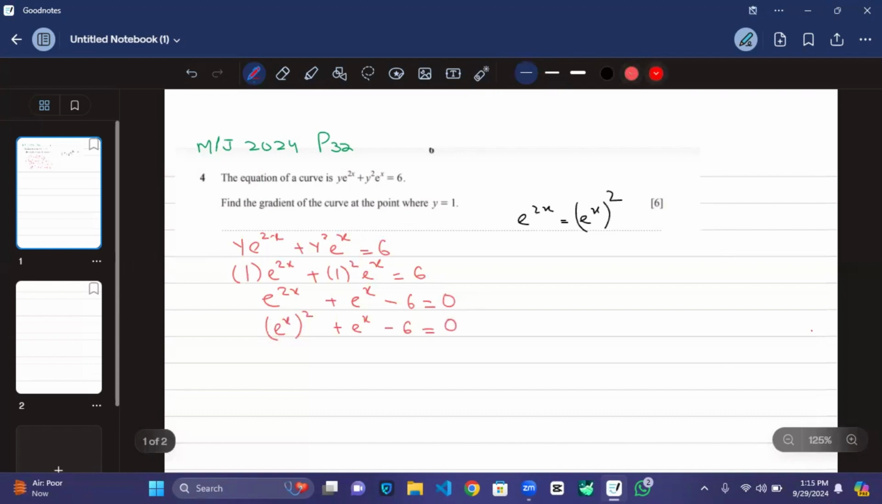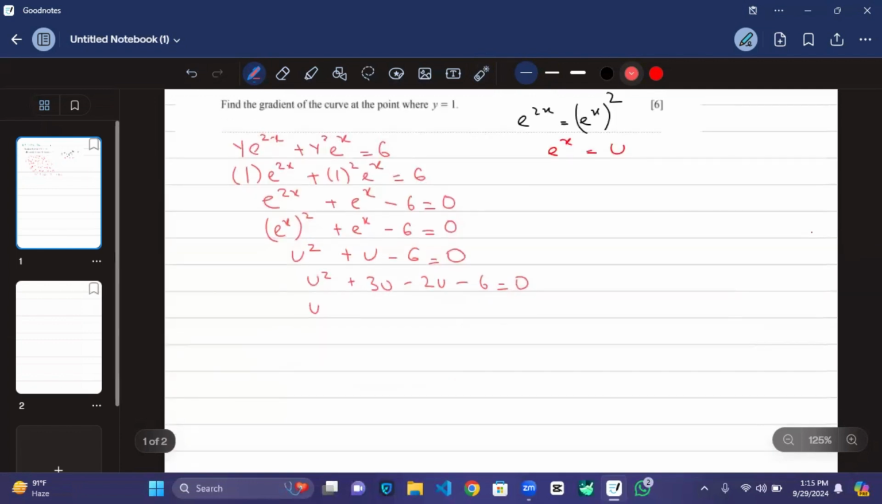And let's suppose I take e to the power x is equal to u. Here I just substitute e to the power x with the letter u. You can use any letter you want, but in this case I use the letter u. So it will be u squared plus u minus 6 is equal to 0. Now you can clearly see this is a quadratic equation. So let's solve this quadratic equation with the factorization method. It will be u squared plus 3u minus 2u minus 6 is equal to 0.